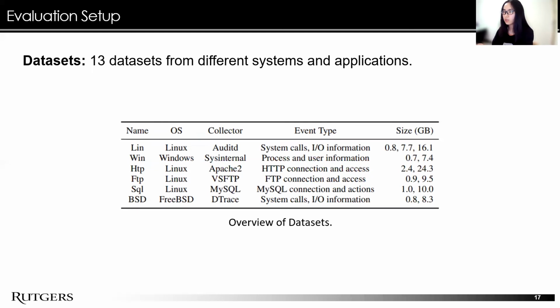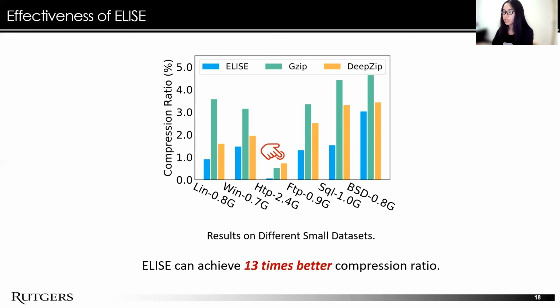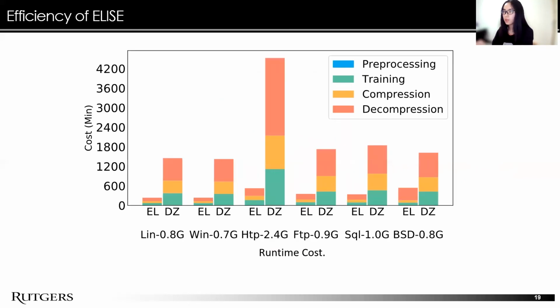In our evaluation, we collect 13 log files from different systems and applications as our datasets. We first measure the compression ratio of ELISE on different datasets and compare the results with DeepZip and Gzip. We show that ELISE can achieve 13 times better compression ratio on one of our datasets. Then we measure the compression time cost of different methods. The results show that on average, ELISE can be around 6 times faster than DeepZip.